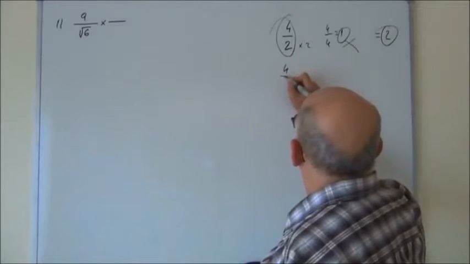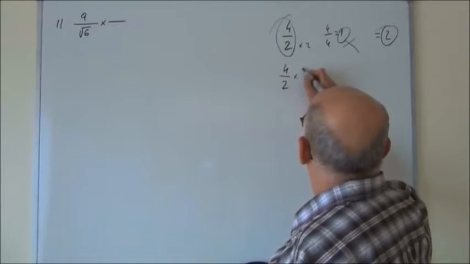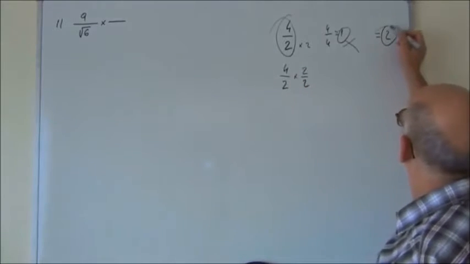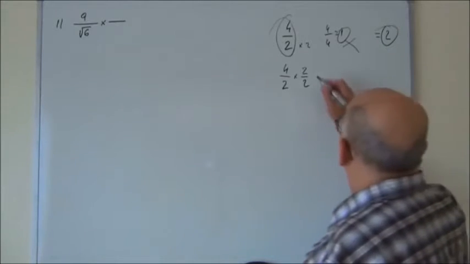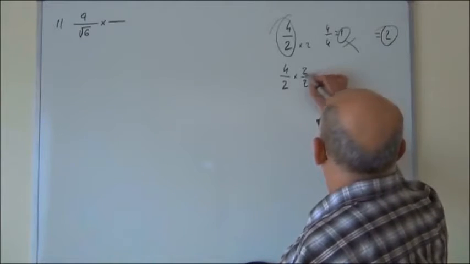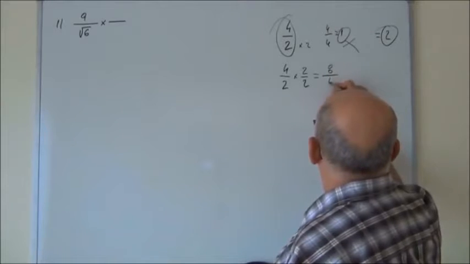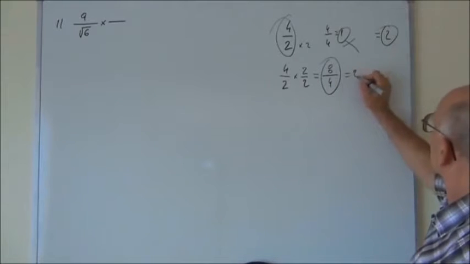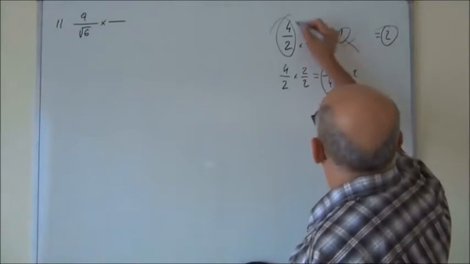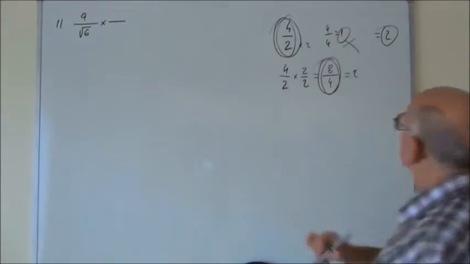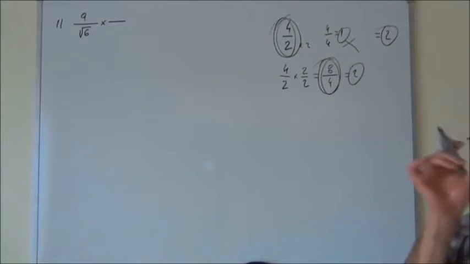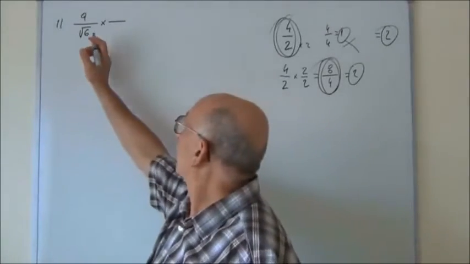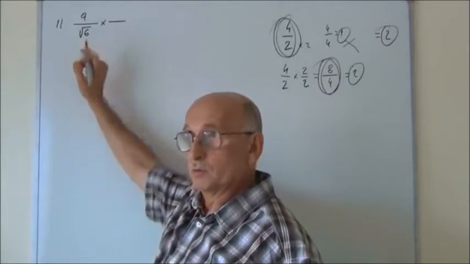But if you multiply 4 on 2 by 2 on 2, you didn't change the value, because 4 times 2 is 8, and 2 times 2 is 4, and 8 divided by 4 is equal to 2. So we didn't change this value, it is still the same. That is exactly what we should think when we are rationalizing the denominator.